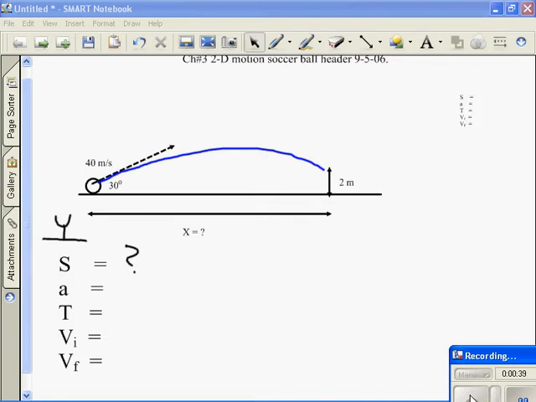How high does it go vertically? The change in elevation is 2. Please note if it came all the way back to the ground, the change in elevation would be 0 because it started on the ground and ended on the ground. This is in the y dimension.